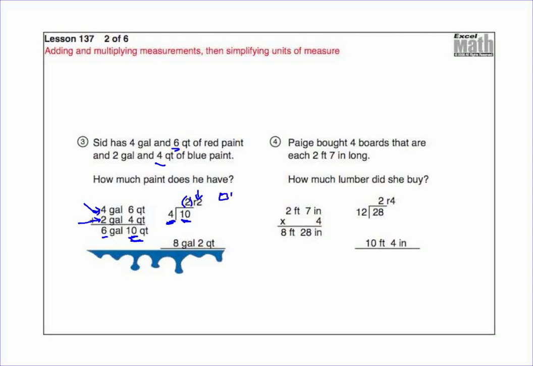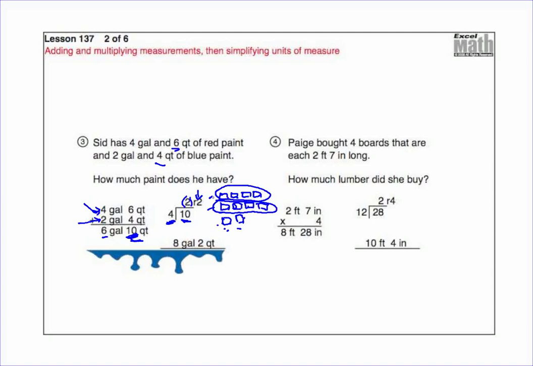Here are your 10 quarts. Okay, there's 8, 9, 10. Let's say these are all quarts of paint. Well, these 4 quarts right here make 1 gallon. And I'm talking about these 10 quarts here. And then here, these 4 quarts make 1 gallon. And then I have 2 quarts left over. So I have 2 gallons and then 2 quarts.